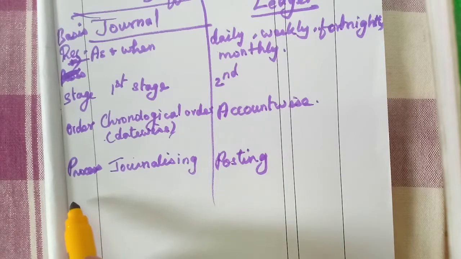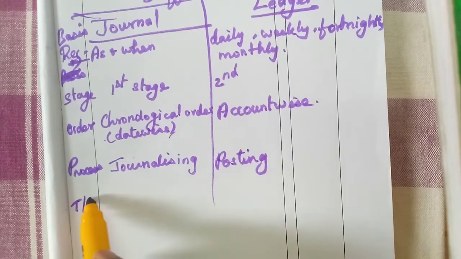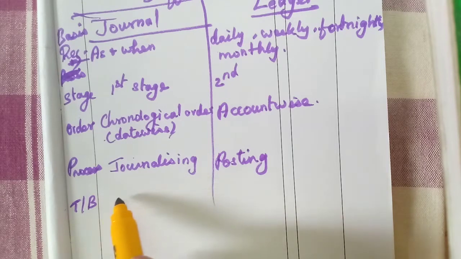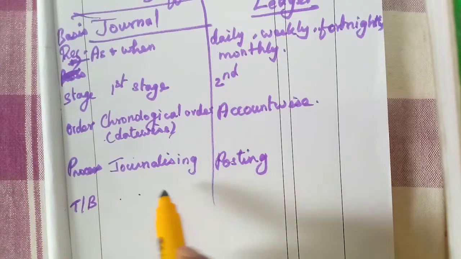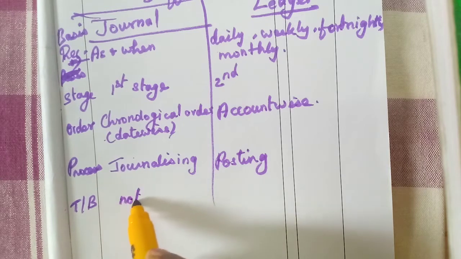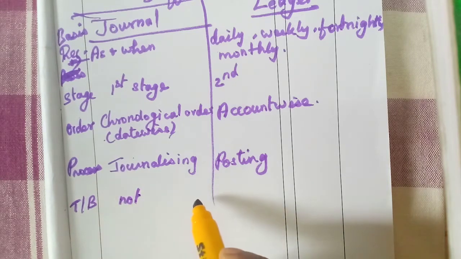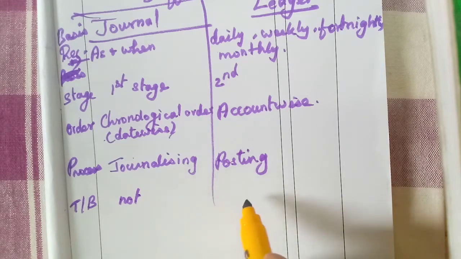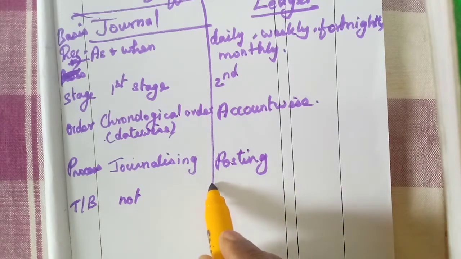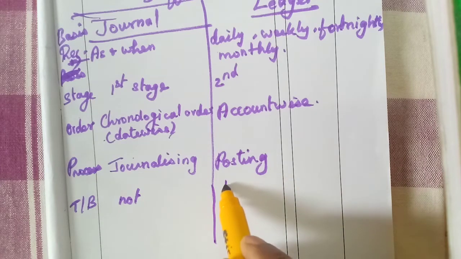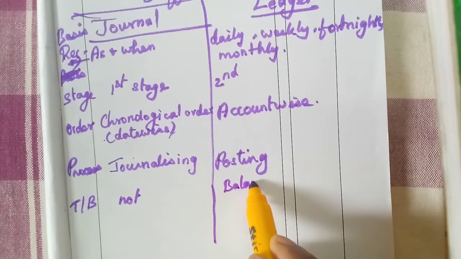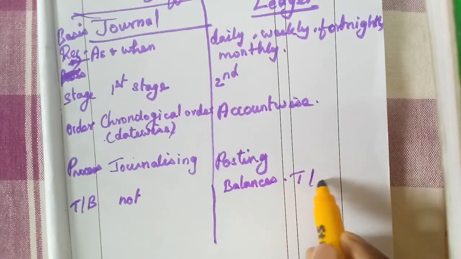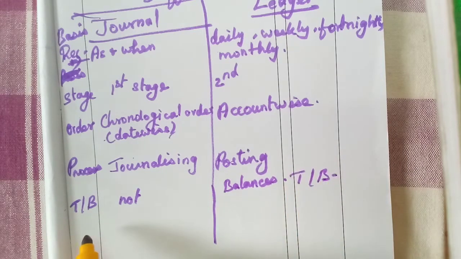Then facilitating the preparation of trial balance. Here we cannot prepare the trial balance. Okay, cannot prepare trial balance. Trial balance cannot be prepared from the details of the journal entries, but from the ledger account balances only we will prepare the trial balance. Okay, we can prepare trial balance from the balances of ledger accounts.